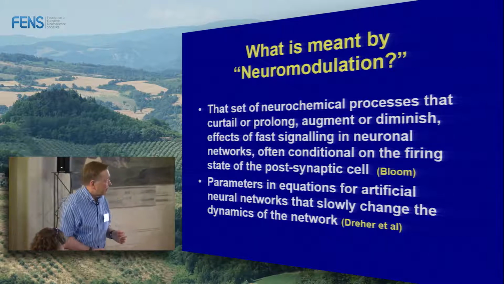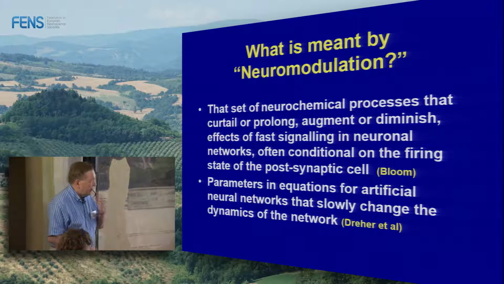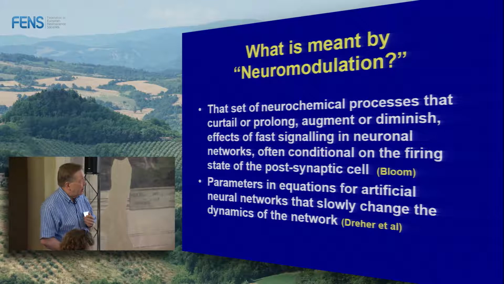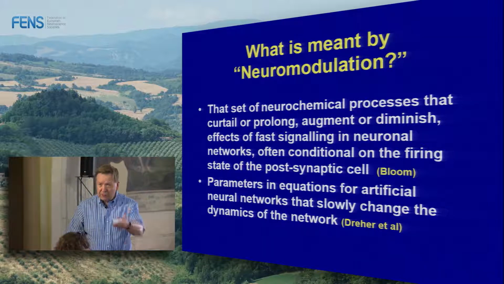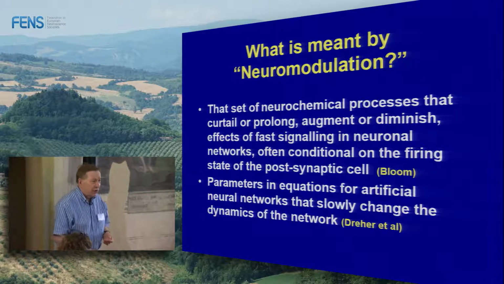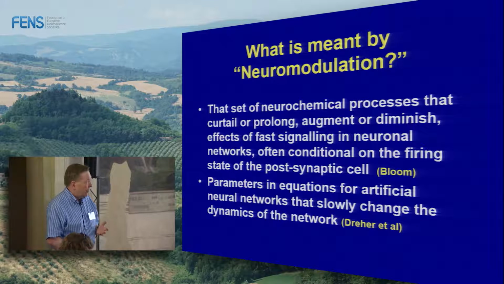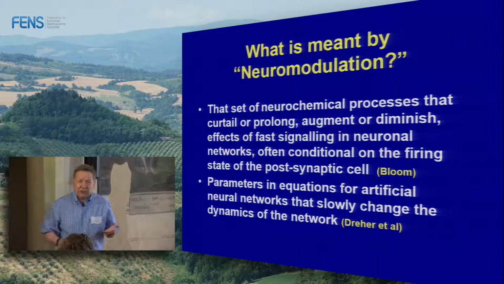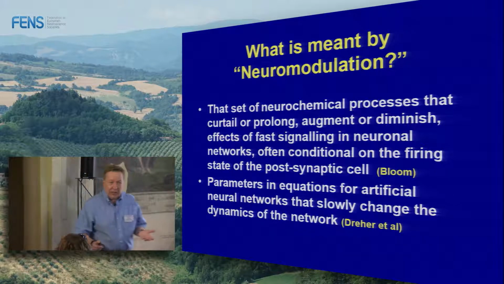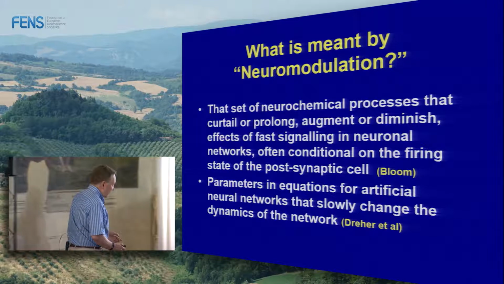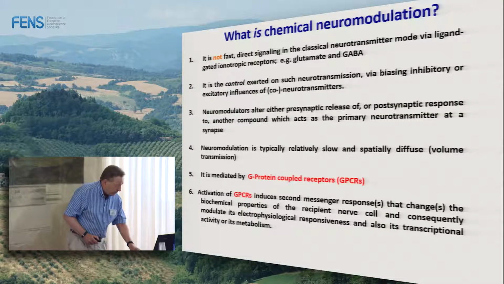Quite sophisticated. And another sophisticated view is by Dreyer and others, and this is for the computational approaches, which you're going to hear about, particularly from Michael Hasselmo here: parameters and equations for artificial neural networks that slowly change the dynamics of the network. It's an interesting definition. So these are two of the definitions I've found, and maybe you can find others.